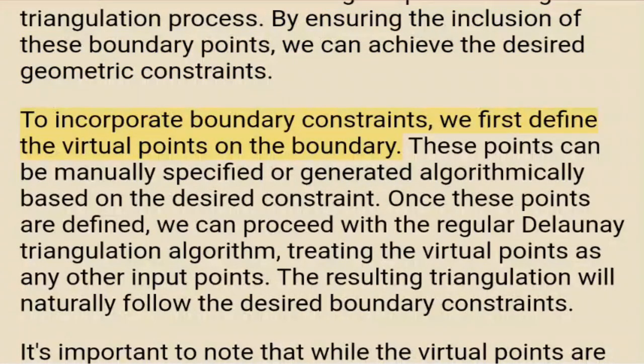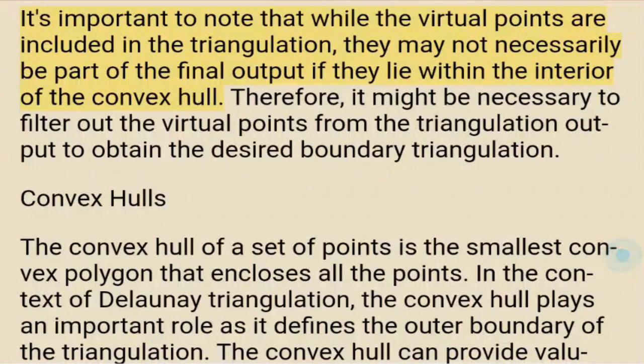To incorporate boundary constraints, we first define the virtual points on the boundary. These points can be manually specified or generated algorithmically based on the desired constraint. Once these points are defined, we can proceed with the regular Delaunay triangulation algorithm, treating the virtual points as any other input points. The resulting triangulation will naturally follow the desired boundary constraints. It's important to note that while the virtual points are included in the triangulation, they may not necessarily be part of the final output if they lie within the interior of the convex hull. Therefore, it might be necessary to filter out the virtual points from the triangulation output to obtain the desired boundary triangulation.